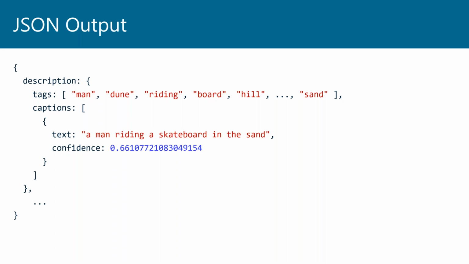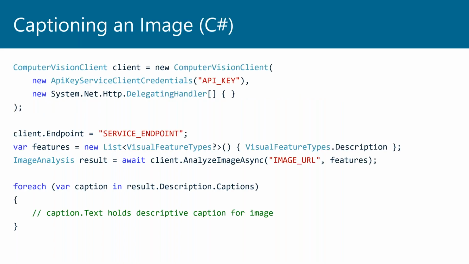That JSON that was returned also included some tags, basically words identifying things that the computer vision API saw in the image: a man, dune, board, hill, sand, etc. That's really useful if you wanted to make a database of images searchable. You could submit them to the computer vision API, store those tags or keywords or metadata that comes back, and then base your search functionality around that.